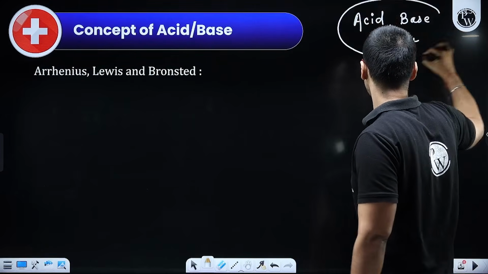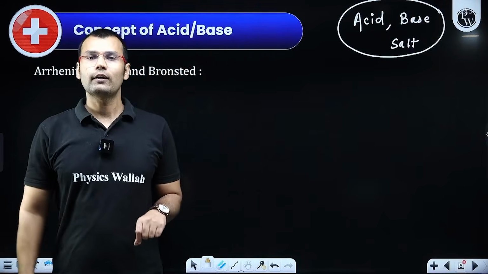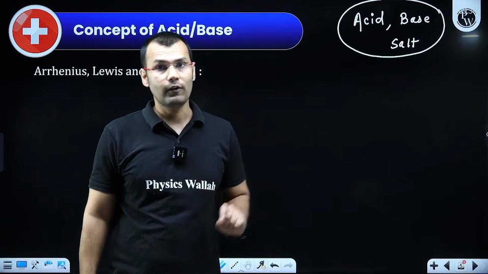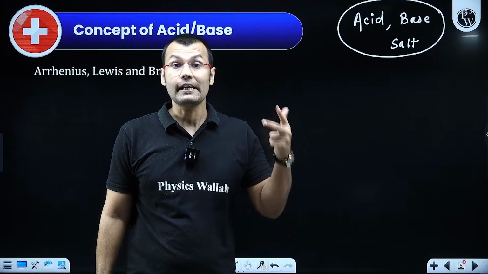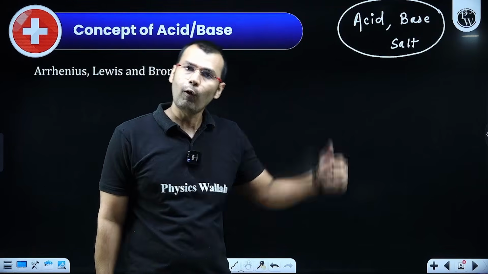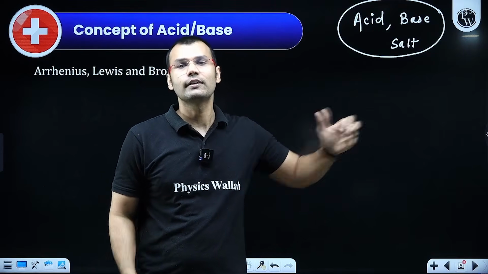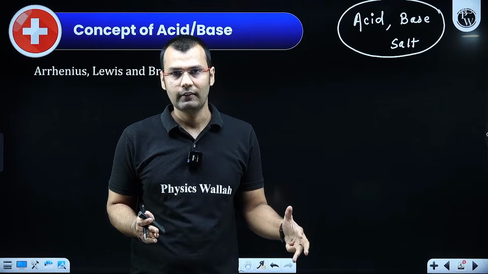Acid, base and salt. Now in this ionic equilibrium chapter, why are we talking about acid, base and salt? Because acids, bases and salts are examples of electrolytes. All the acids, all the bases, all the salts are electrolytes, either strong or weak.